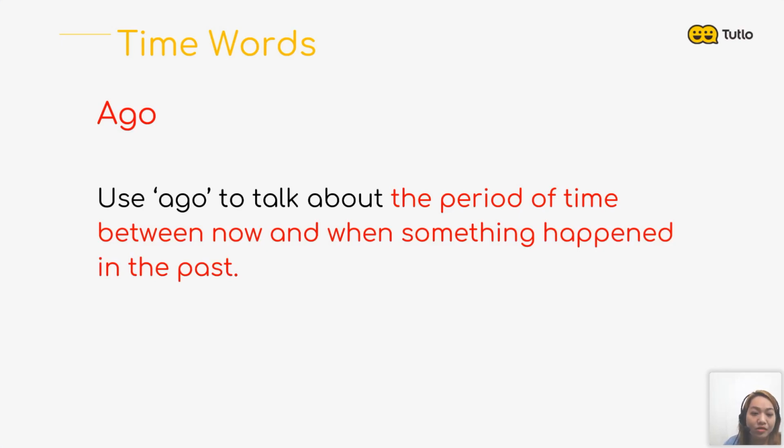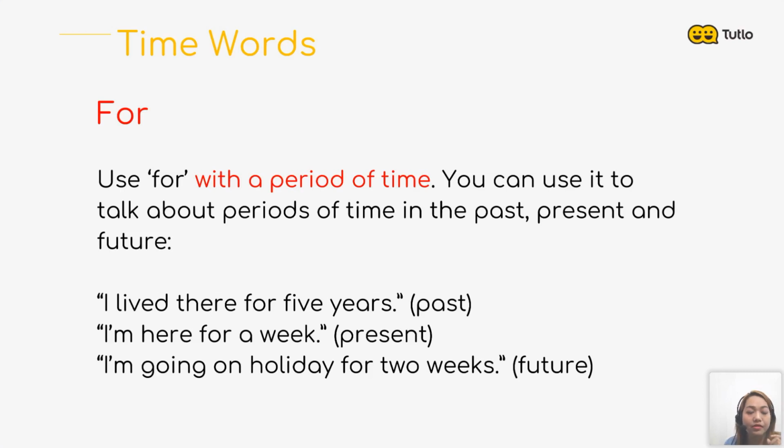Another word is for. This is really confusing for many people, when to use for. You use for with a period of time. You can use it to talk about periods of time in the past, in the present, and in the future. That's why it is confusing, because people think it's only good for present perfect tenses. No, not really. It can be in the past, in the present, and in the future.